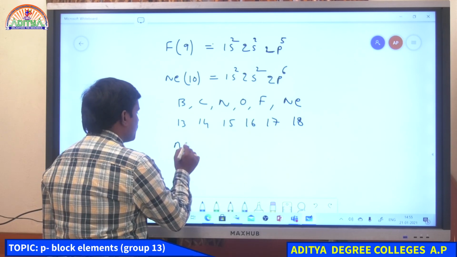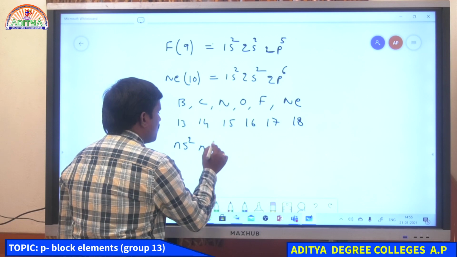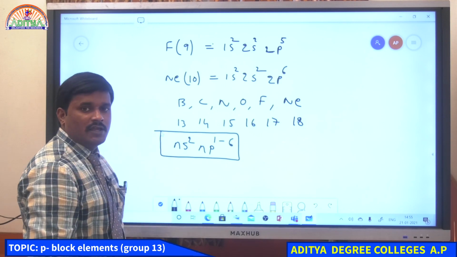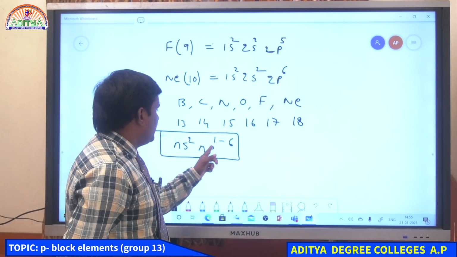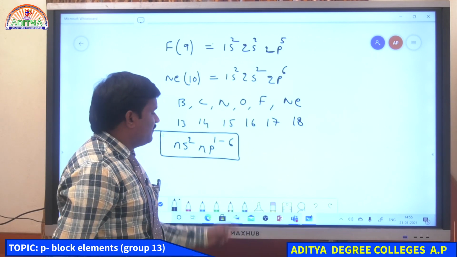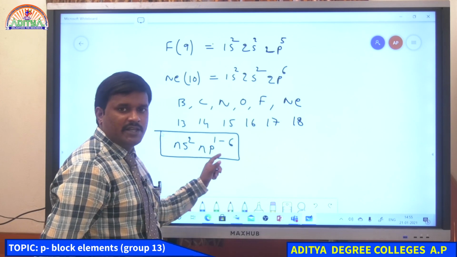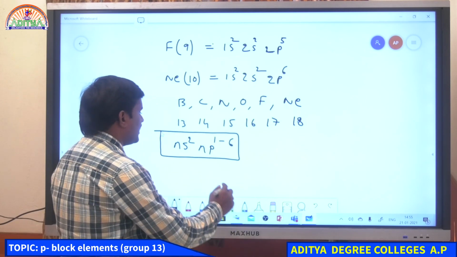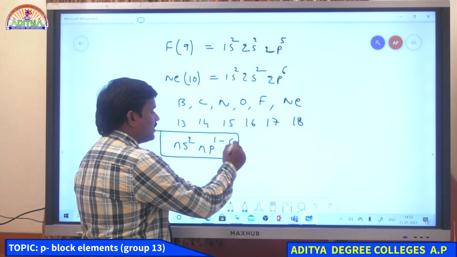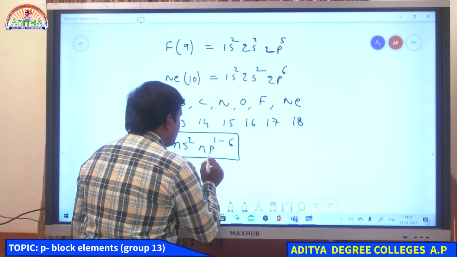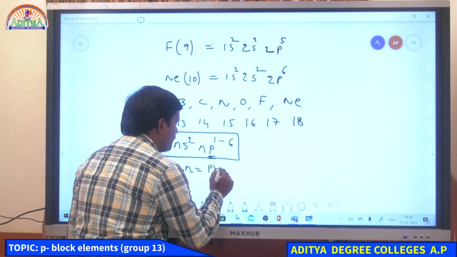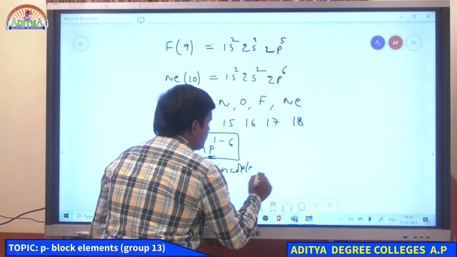ns2 np 1 to 6. So this is the general electronic configuration of a p block element. So here if it is 1, that is ns2 np1, then it is a 13th group element. If it is 2, that is ns2 np2, it is 14th group element. So like that the general electronic configuration for p block elements is ns2 np 1 to 6. So where p is orbital and n is principal quantum number.